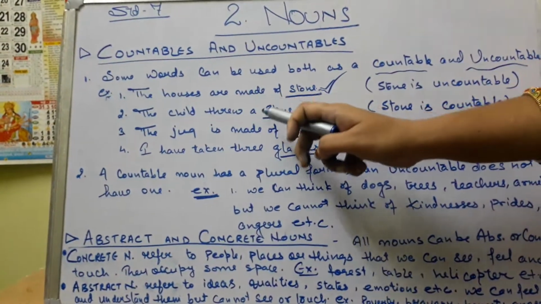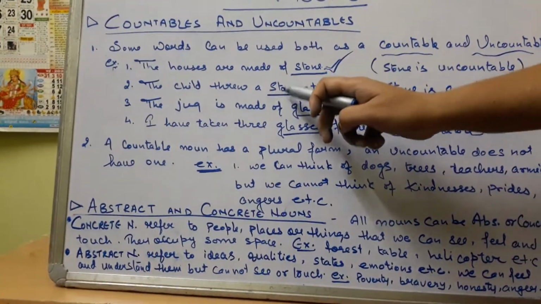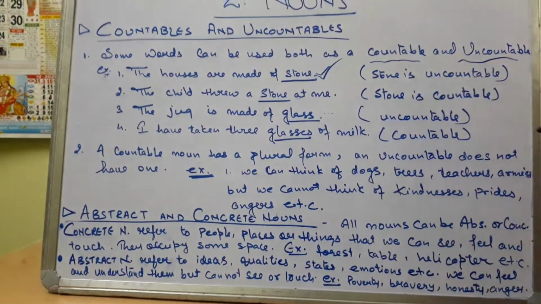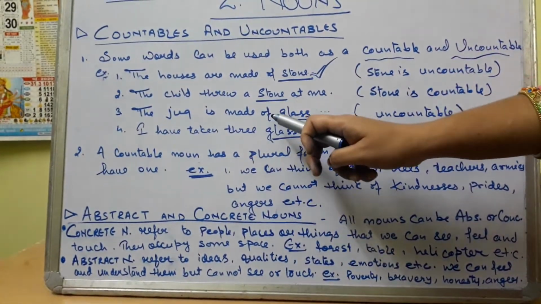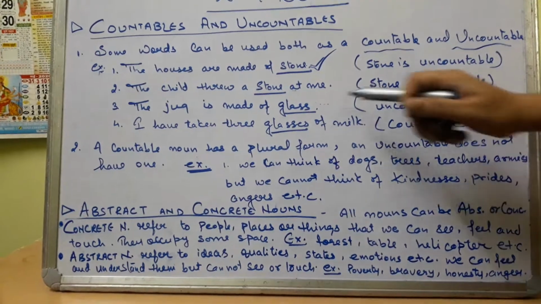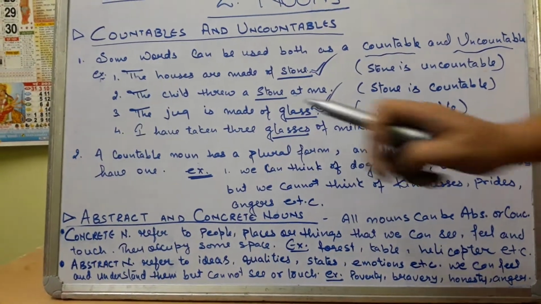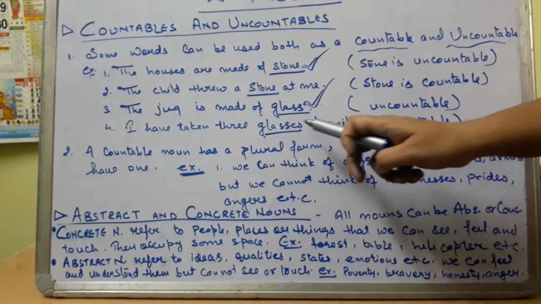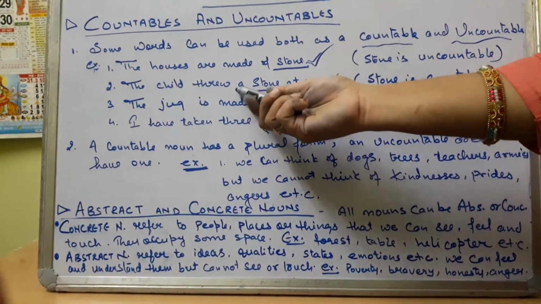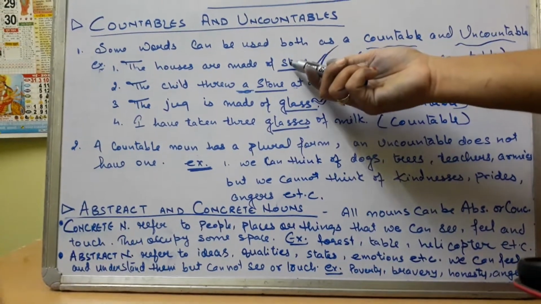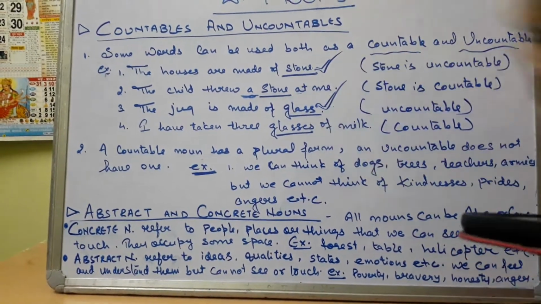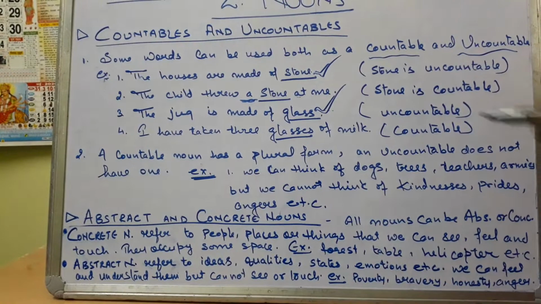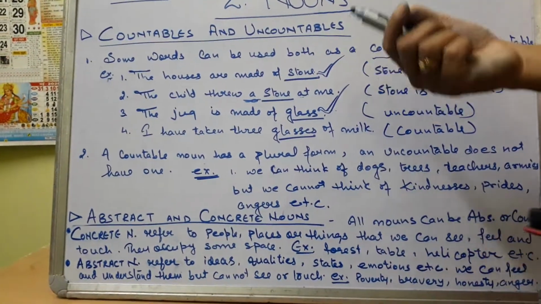The child threw a stone at me. Here, stone is countable because it means a piece of stone, right? That's why we have written a stone here. Next, the jug is made of glass. Here, glass is uncountable because it shows material. And I have taken 3 glasses of milk. See, the same word stone in the first example is uncountable because it's a material, and in the second example it acts as a countable noun because we can count it. It shows a stone, a piece of stone, a pebble.